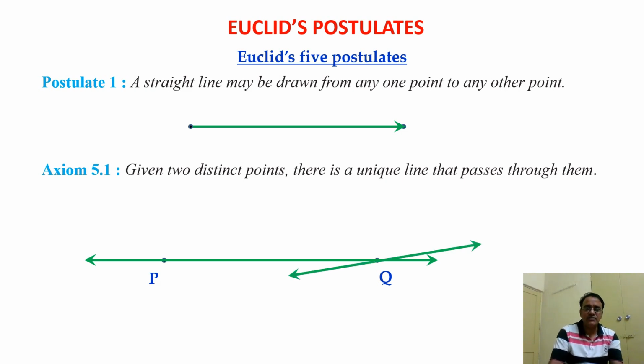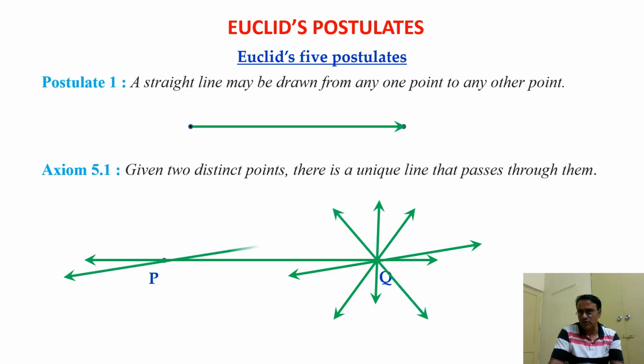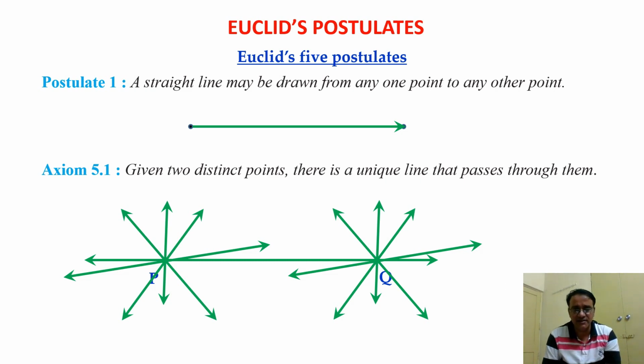Now I am going to draw one line which passes through Q but not through P. So I am drawing so many lines. Now through P also I am going to draw lines. So what is my observation? Only one line passes through P and Q. How many lines pass through P? Infinite. How many lines pass through Q? Infinite. But the line passing through P and Q both is only one.